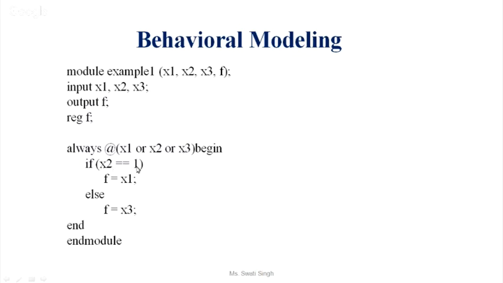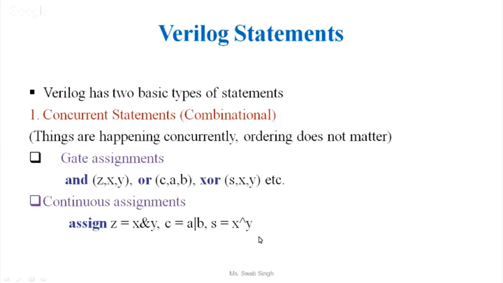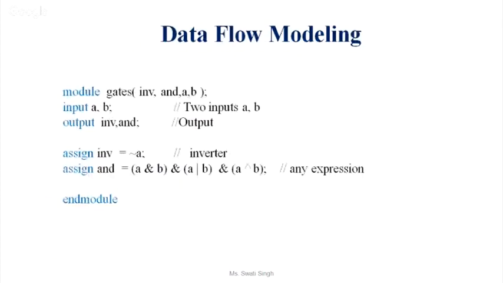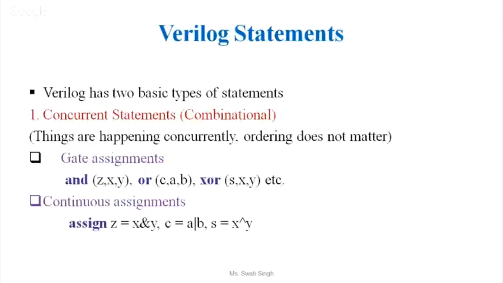If x2 equal to 1, there is a logic. It is an example. If x2 equal to 1, if your input x1 equal to 1, then output f equal to x1, else output f equal to x3, and end is the end statement of this begin, and endmodule is the end statement of this module. So I think it is very clear how we write code in gate level, then data flow level, and behavior modeling. Now, some Verilog statements.